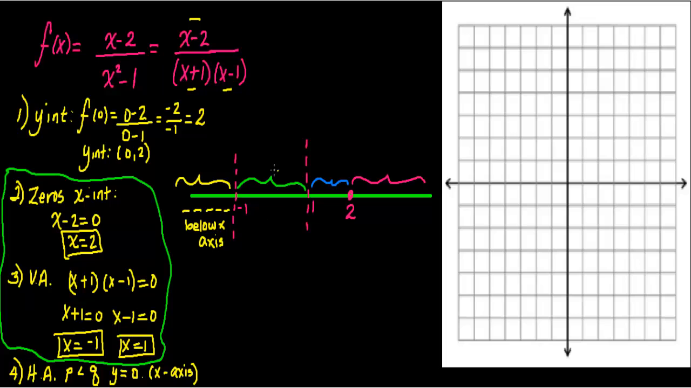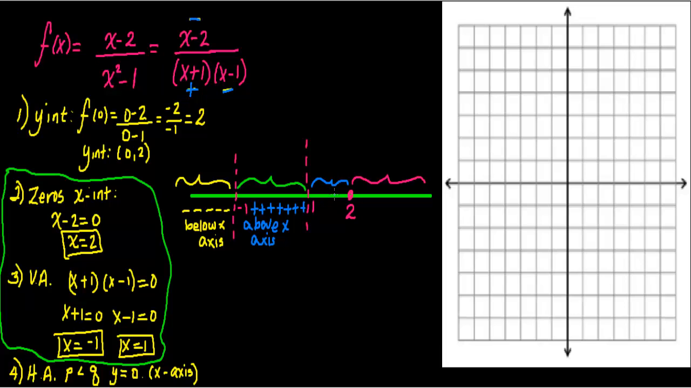Okay? Let's do the second region. From -1 to 1, I'm going to choose 0. If I plug in 0 in the numerator, this will be a negative value. If I plug in 0 here, this will be positive, and if I plug in 0 here, this will be negative. So positive times negative, negative. Negative over negative, that makes this positive. That means that the graph will be above the x-axis in this region.